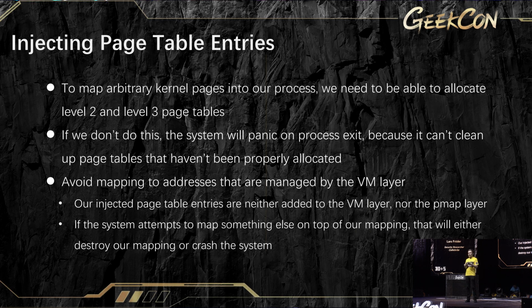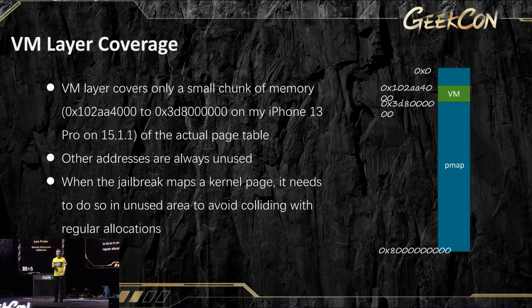So we essentially need to keep our page table entries to some unused area of memory. As we can see here, the VM layer only covers a small amount of a processor's address space. The PMAP layer, like the full address space, is much bigger. So essentially what we need to do is, when we inject a page table entry, we just need to avoid that small part that is covered by the VM layer, and everything will be fine. Because everything that the VM layer doesn't cover is essentially completely unused.